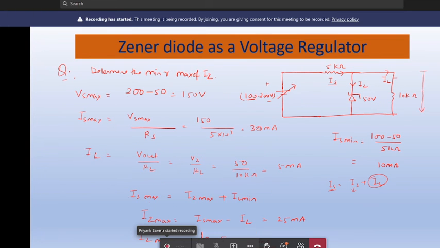Now you just imagine a scenario where this input supply voltage has changed. Input supply voltage is having a variation from 100 volt to 200 volt. It's a variable supply, right? So in that case, you have to determine the minimum and maximum value of IZ. Because if the supply voltage varies, what are the other parameters? Other parameters will vary. Can you say?